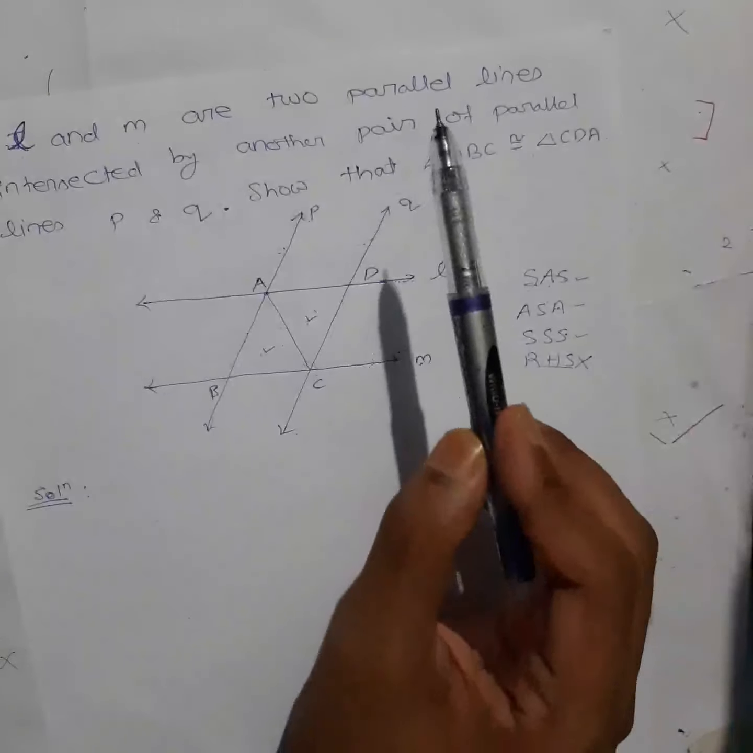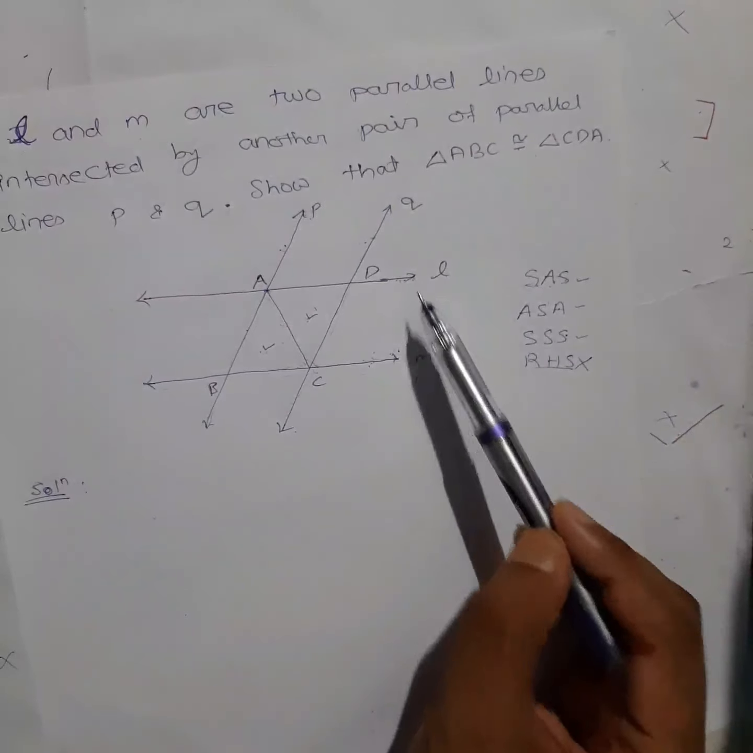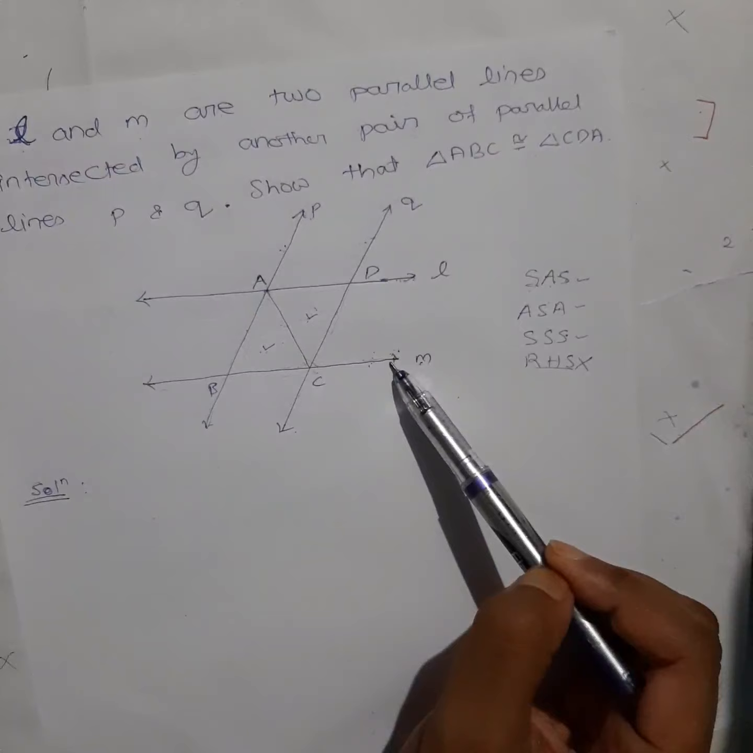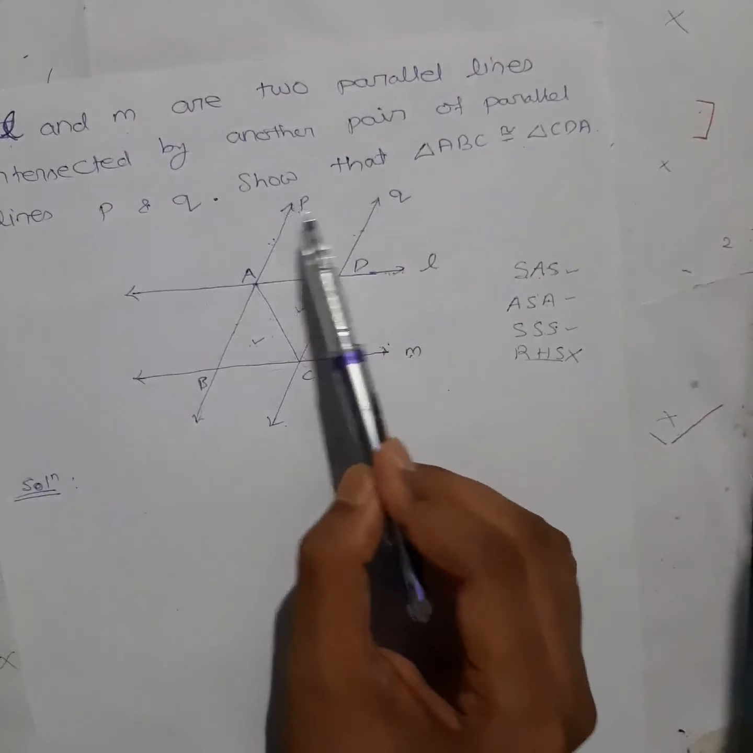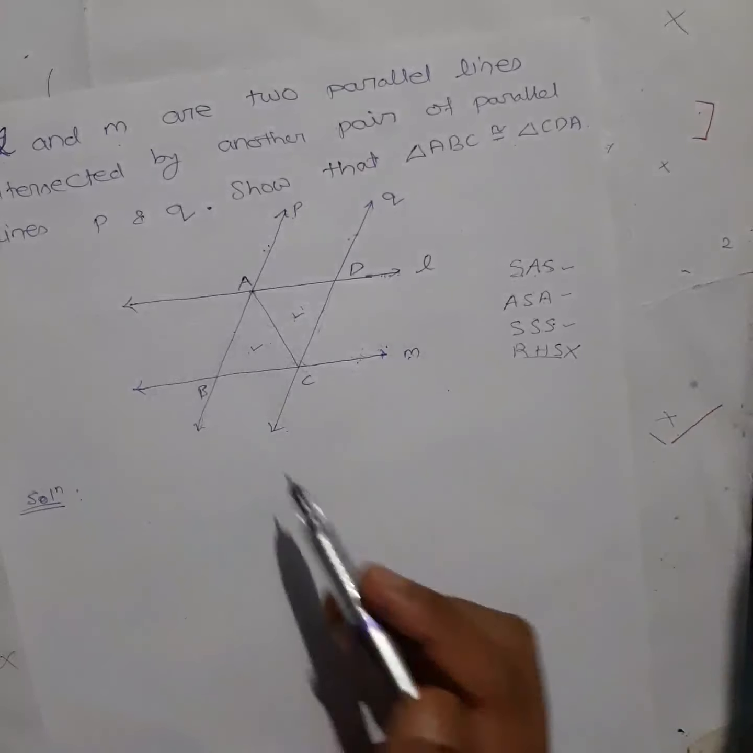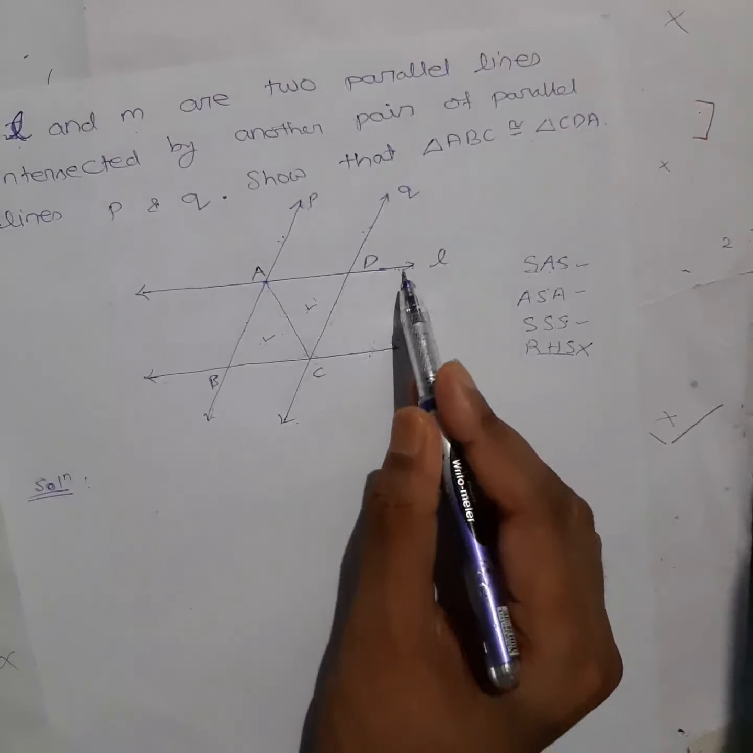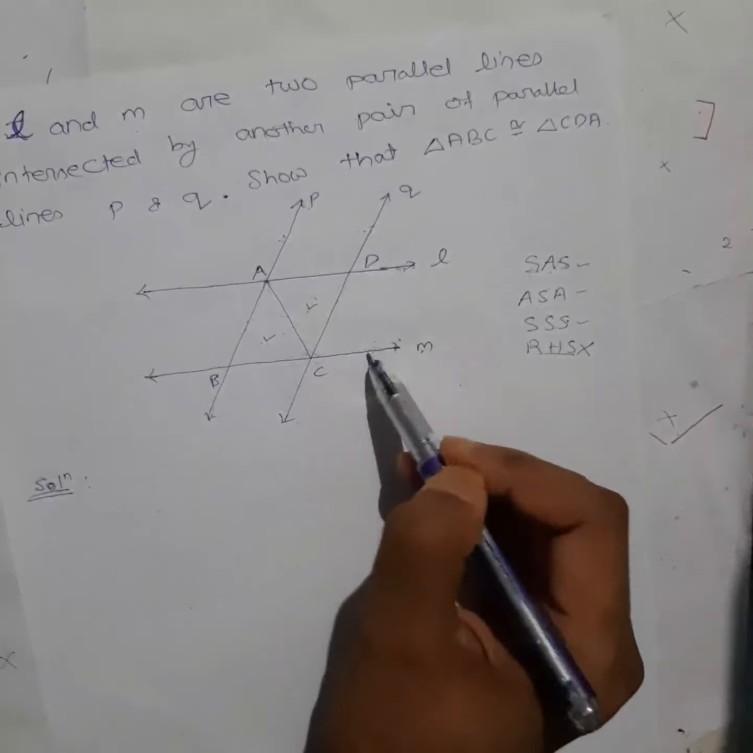So see here in your question what information is given. The only information you have here is this line and this line parallel to each other, right? And this line and this line parallel to each other. Other than this, no information is given. So how can you use this information that these two lines are parallel?